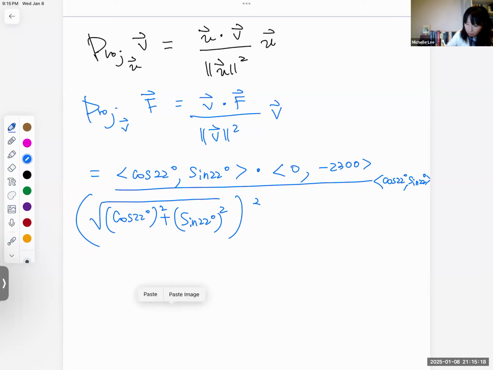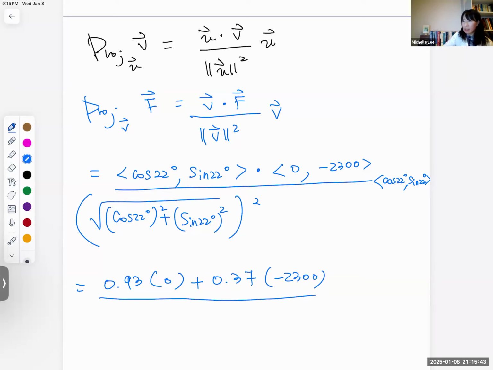So the value is 0.93, and then dot product with a 0, that's 0. And sine 22 degrees is 0.37. So we have negative 2300 over the denominator.